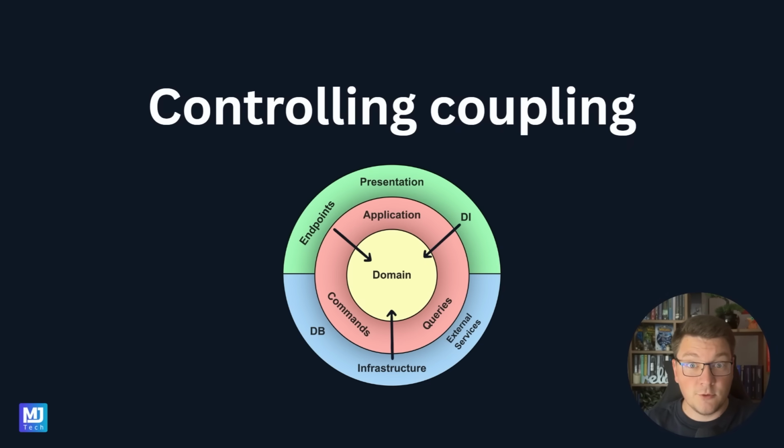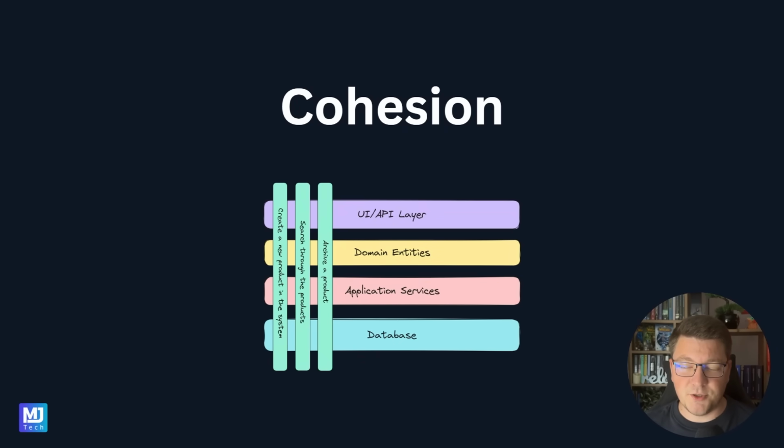Now let's talk about vertical slices. With vertical slice architecture, the main driver behind how we organize our system is cohesion. And cohesion means how related are certain components inside of our system. So the more related they are, the closer we want to place them together inside of our architecture.